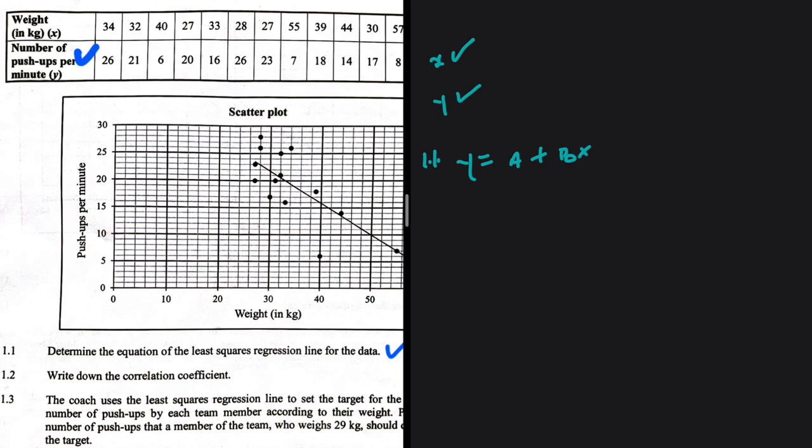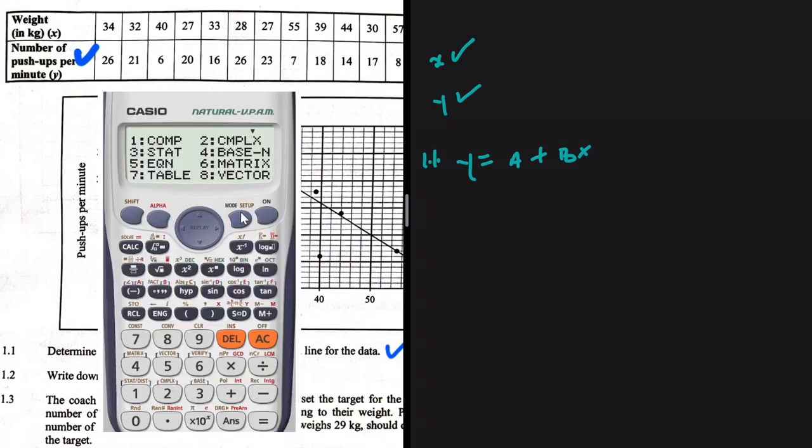We are going to use our calculator in order to do this, so let me show you how we do that. We go to our calculator, press mode setup, and then press 3, because that's the option for stat. After you press 3, you press option 2, which says a plus bx. In a different calculator it can be a different option, but we want the number that has a plus bx. Press that number, and then we can enter our x values.